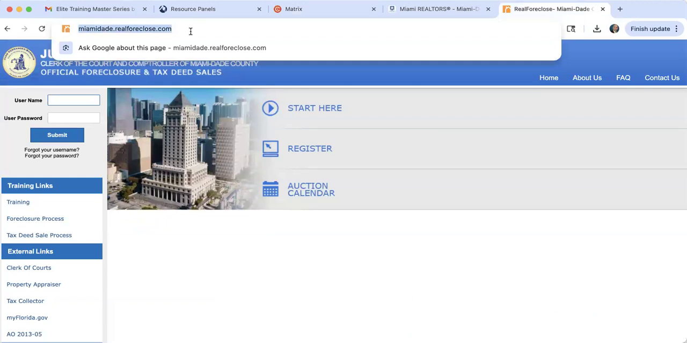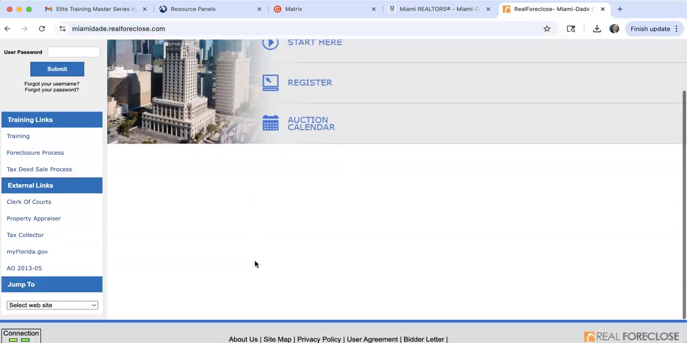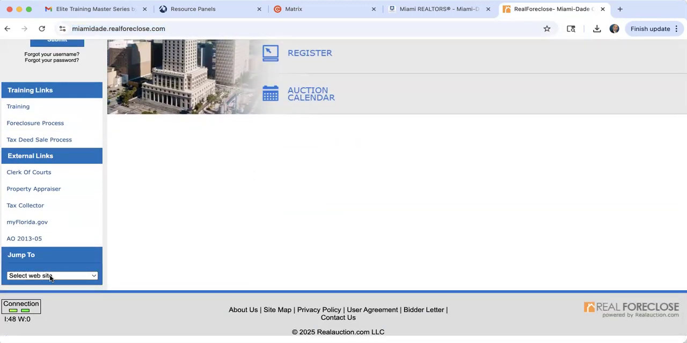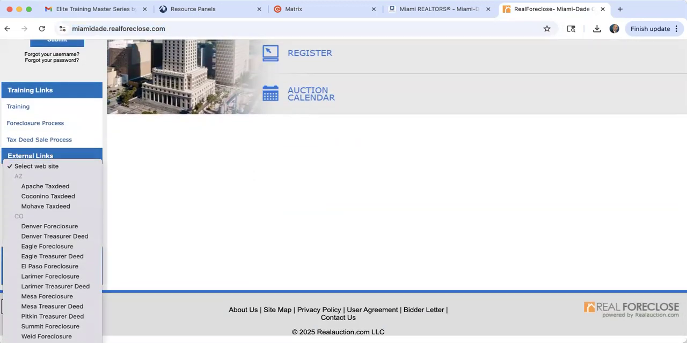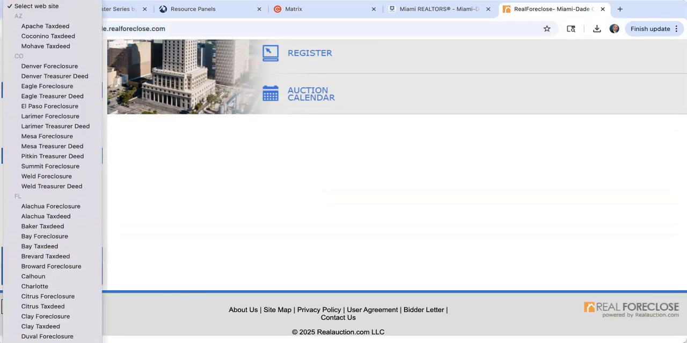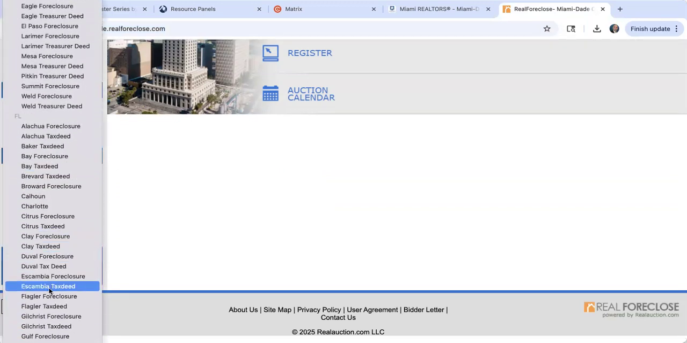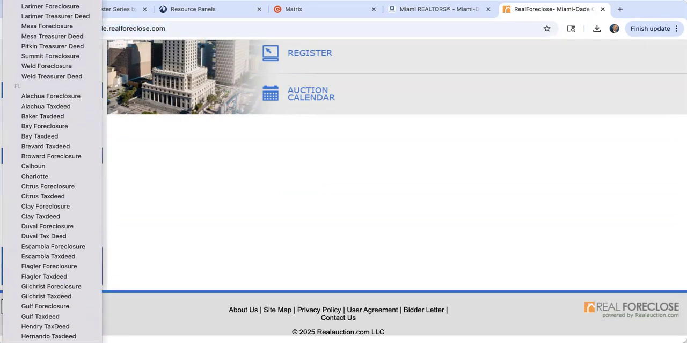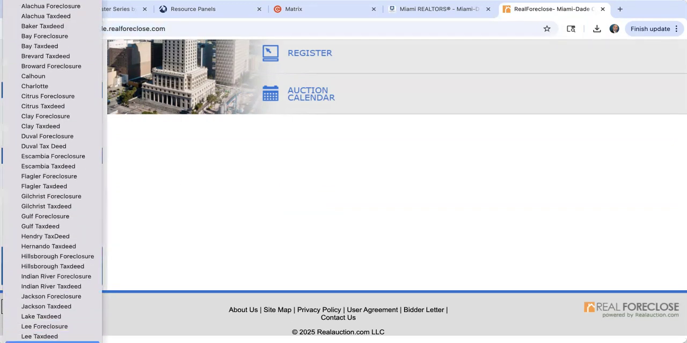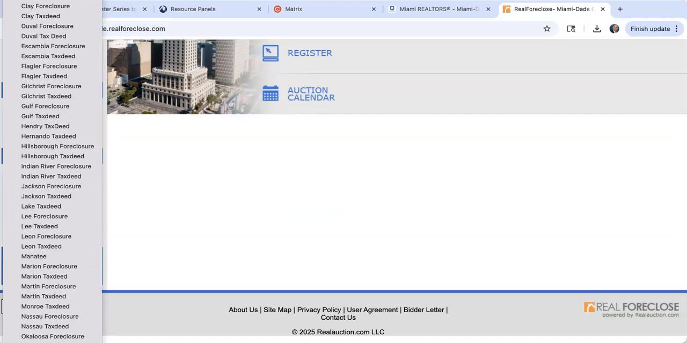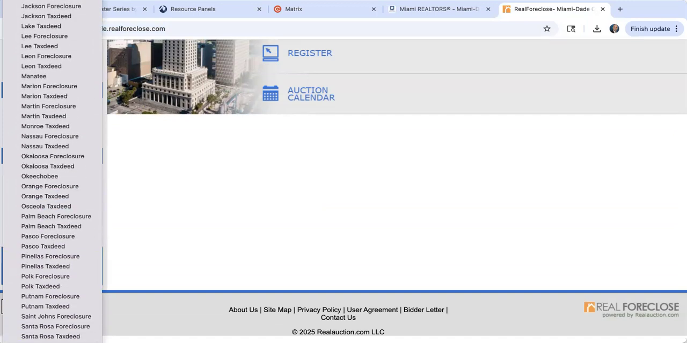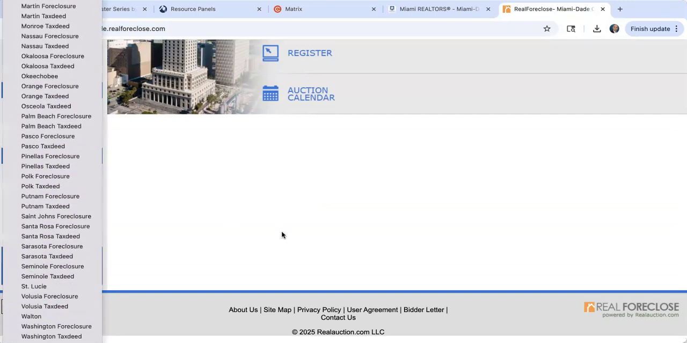Miamidade.realforeclose.com. In Broward County, it's broward.realforeclose.com. All you need to do is land in one of these pages, and you can always go to the left where it says jump to, and you can go to Broward County in Florida. You can go to Palm Beach County. You can go to any county in Florida and see what the foreclosure opportunities are when it comes to auctions.